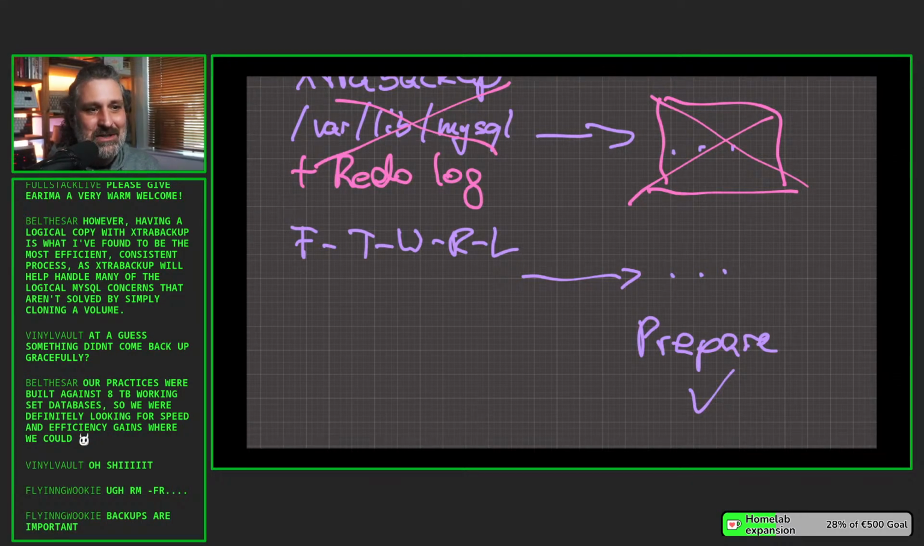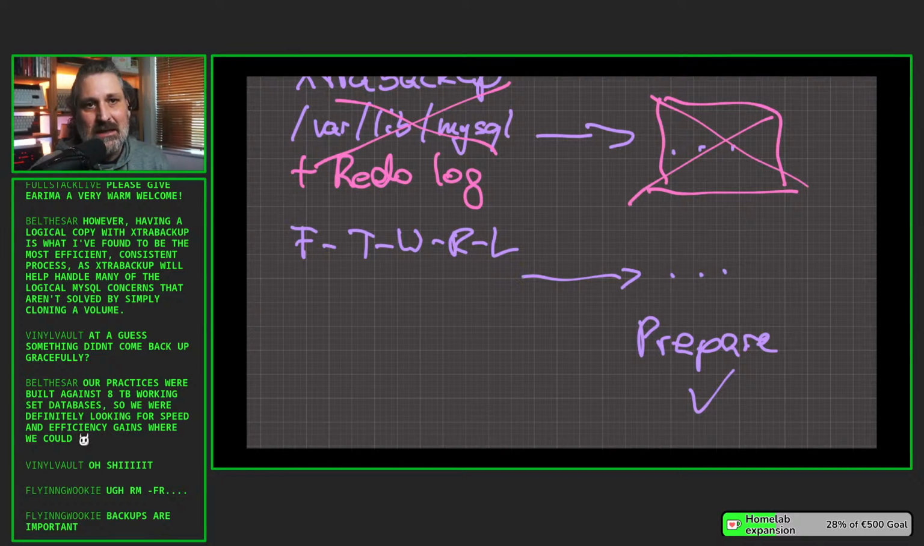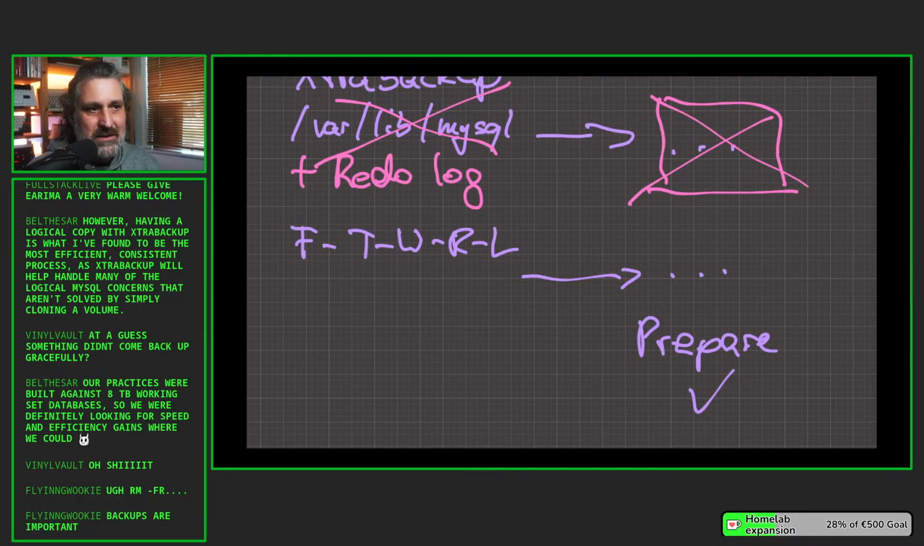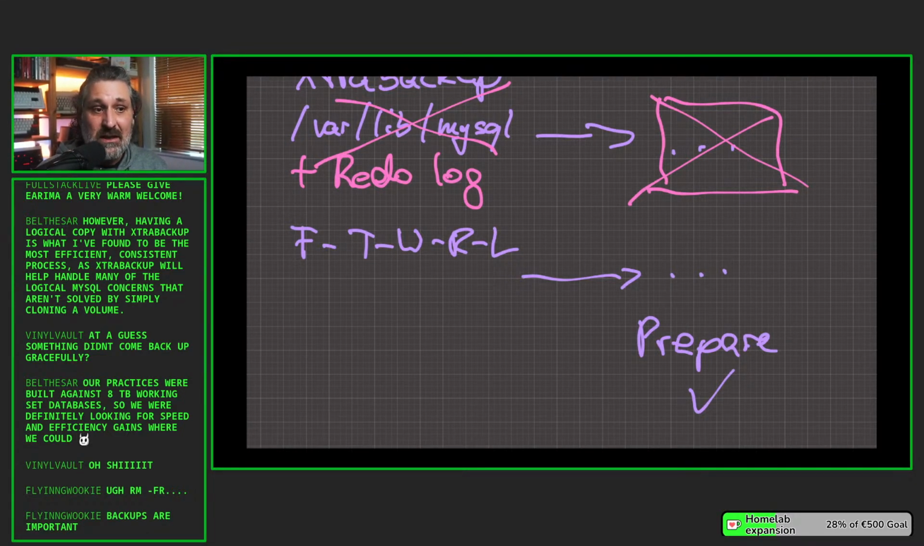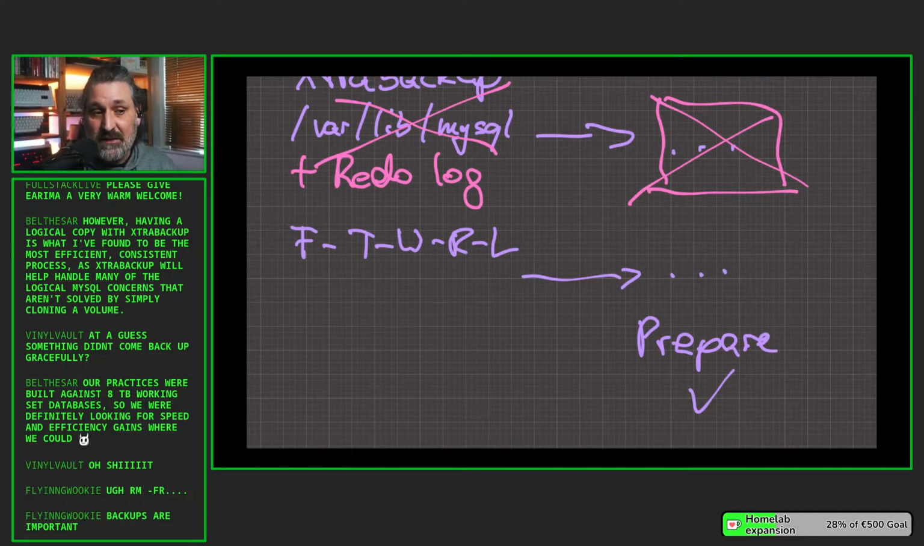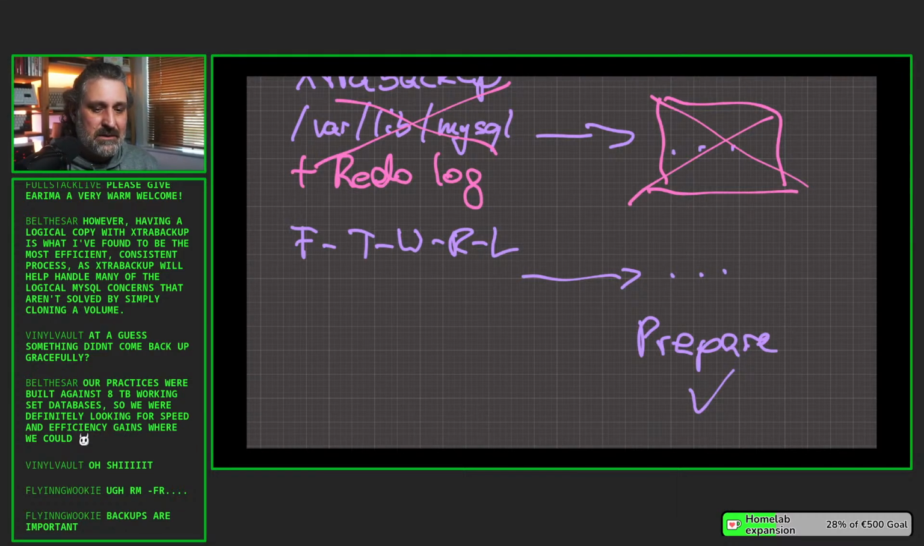Bethesda wrote, however, having a logical copy with extra backup is what I found to be the most efficient, consistent process, as extra backup will help handle many of the logical MySQL concerns that aren't solved by simply cloning a volume. Exactly. I think the main advantage of extra backup is that it actually knows about MySQL. It's connected to the database, and it has much more context than a simple file system operation, even using snapshots, would ever have. So, yeah, that's definitely something that it has going for it.